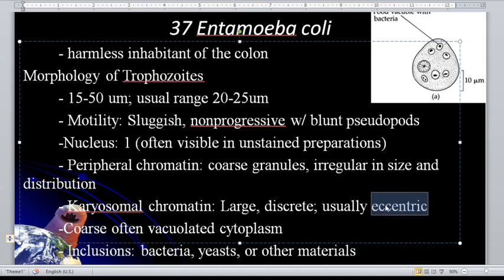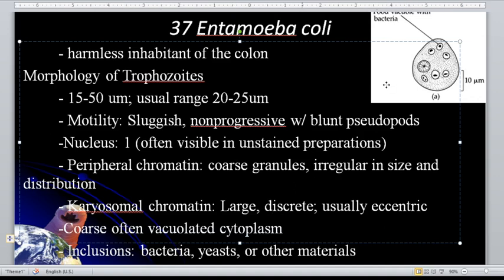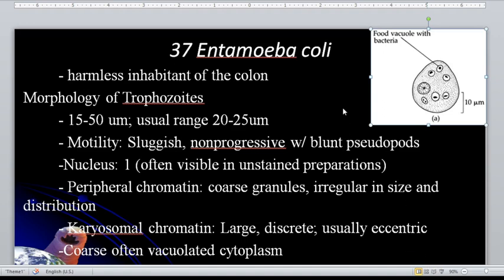What do you mean by eccentric? Nasa gilid, wala siya sa gitna. Okay? Coarse, often vacuolated cytoplasm. So, as you can see here, guys, the Entamoeba coli has vacuoles. So these are vacuoles. Possible inclusions for the Entamoeba coli trophozoite are bacteria, yeast, or other materials, but definitely it won't ingest red blood cells because this is a commensal parasite. Okay, so wait, we proceed with the next slide.